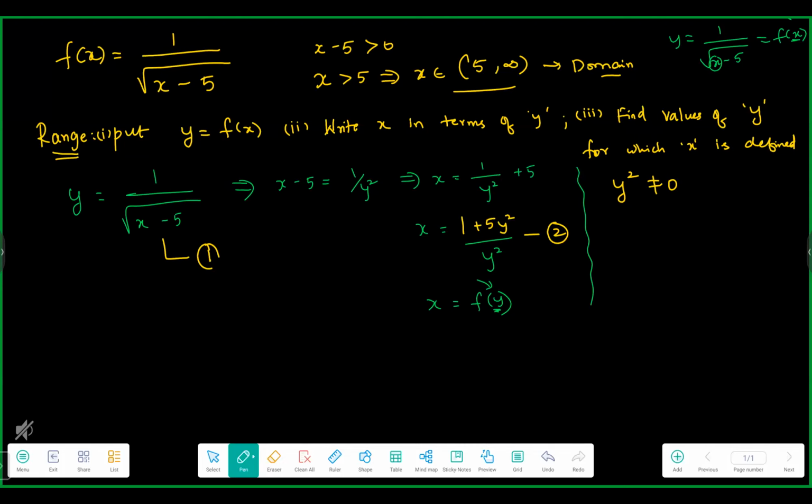Okay. So when you look at this function, the denominator should not be equal to 0, whereas the numerator is a polynomial function. For the numerator, the domain is real numbers. So y square should not be equal to 0 means y should not be equal to 0, meaning y belongs to all real numbers except 0. This is going to be, what is this? This is the range.